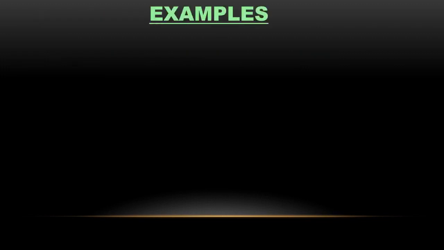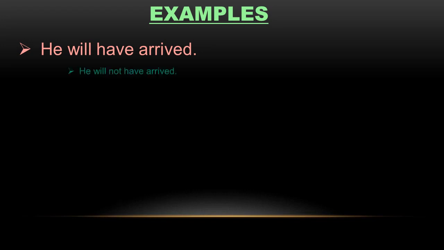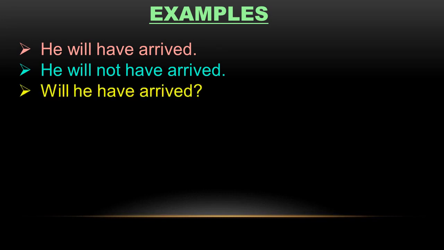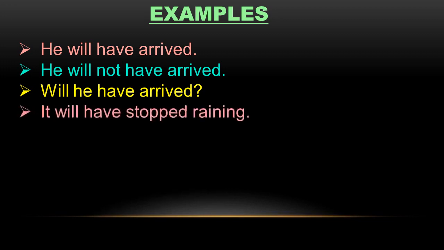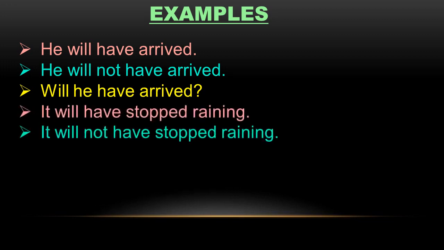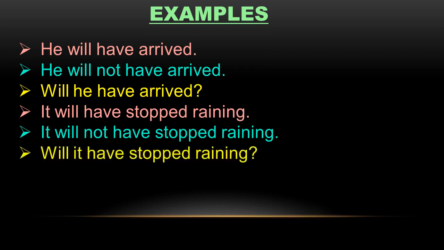Now let's see a few examples. First, he will have arrived. In the negative, after the auxiliary comes not: he will not have arrived. Will he have arrived? Next example, it will have stopped raining. It will not have stopped raining. And for interrogative, will it have stopped raining? So those were the examples of the future perfect tense.